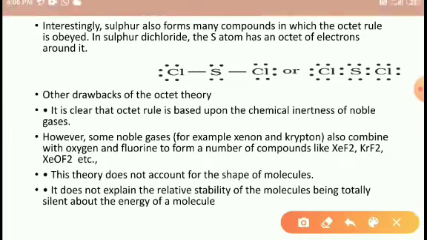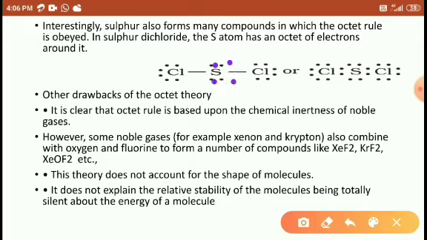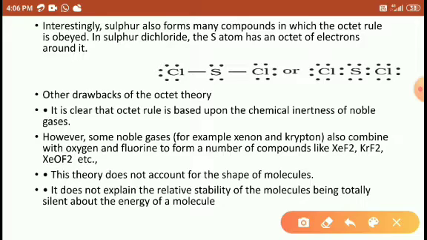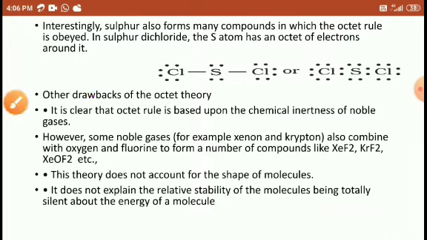So here, similarly, some structures are there. The sulfur here has 1, 2, 3, 4, 5, 6, 7, 8. In disulfur dichloride, it contains completely 8 electrons. So it means that one time the sulfur has developed more than an octet, and sometimes it develops octet structures. And now the drawbacks of octet theory.